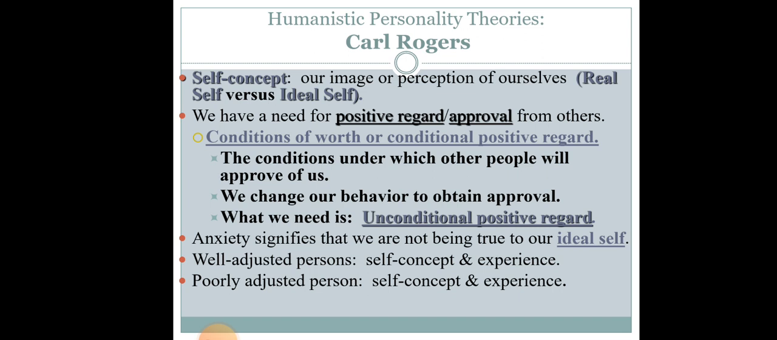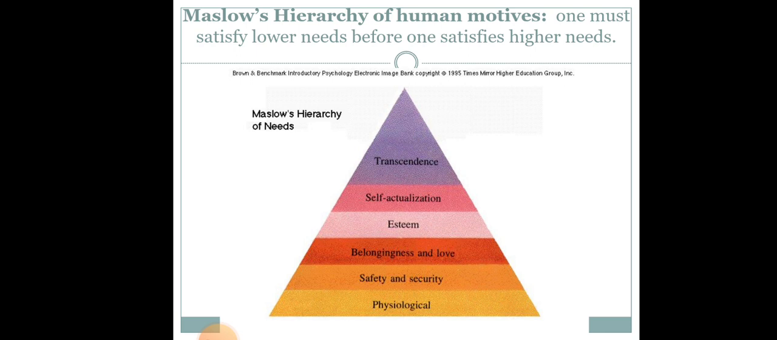What we need is unconditional positive regard. Here, anxiety signifies that we are not being true to our ideal self. Well-adjusted person, self-concept, and of course the experience. Poorly adjusted person, self-concept, and experience. So the most important thing, this is a very important part.